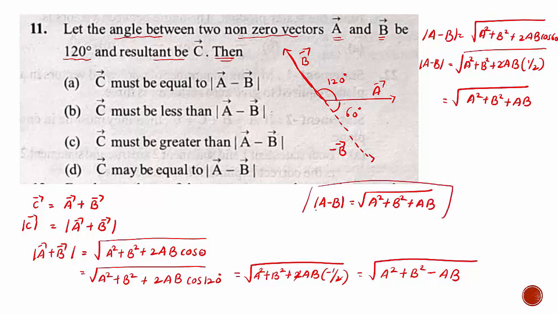Observe this equation and the options. The first option says C must be equal to A minus B. Which is C here? The resultant is C. This is the value of C. C equal to A minus B.